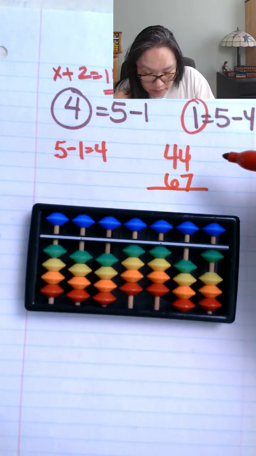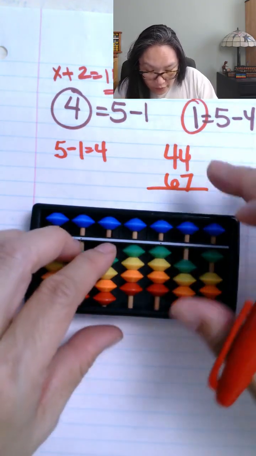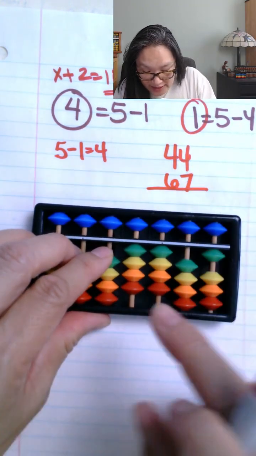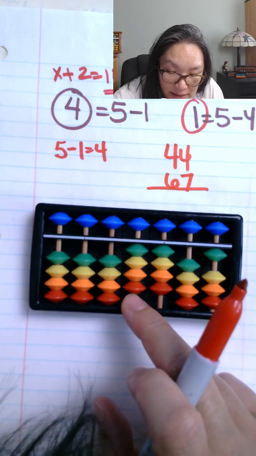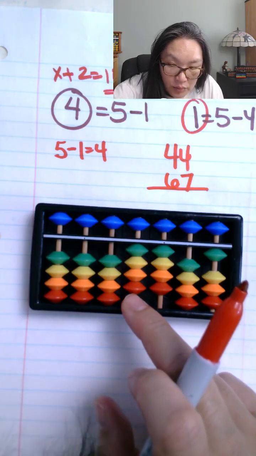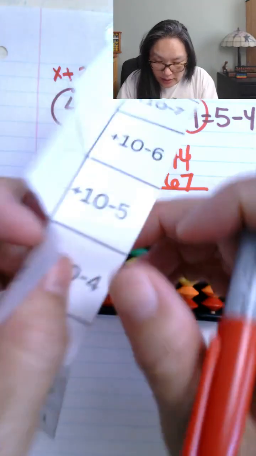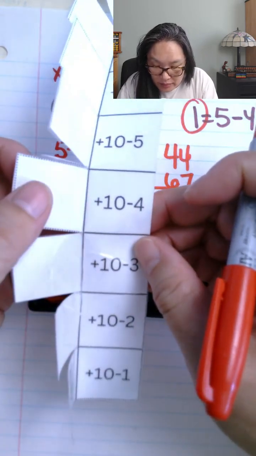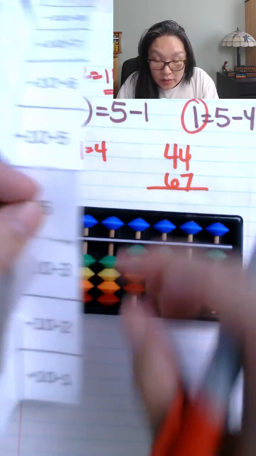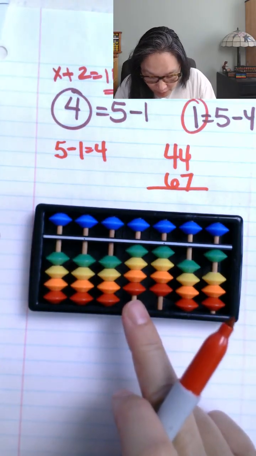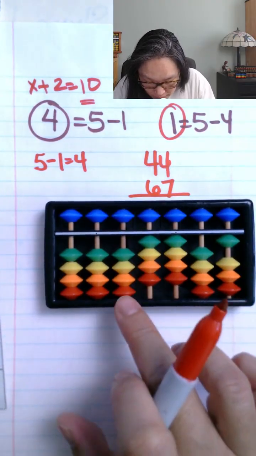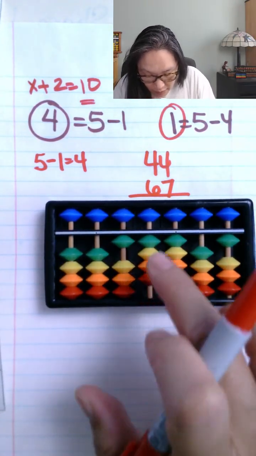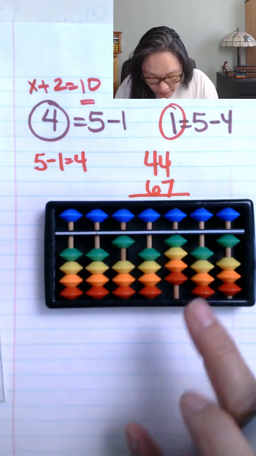Plus 67. Let's do that. So we do 44 plus 67. We're going to do 6, but there's not enough beads to add the 6. Well, plus the 6 is plus the 10 minus the 4. So we're going to plus the 10, take away the 4.